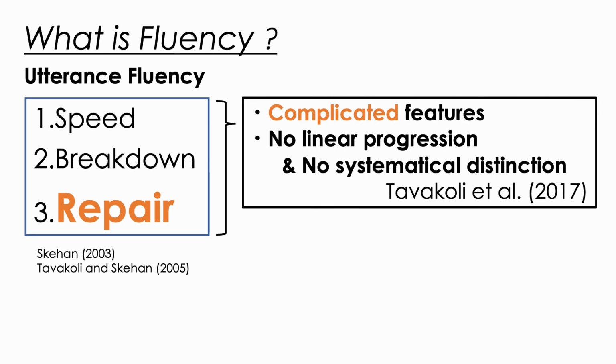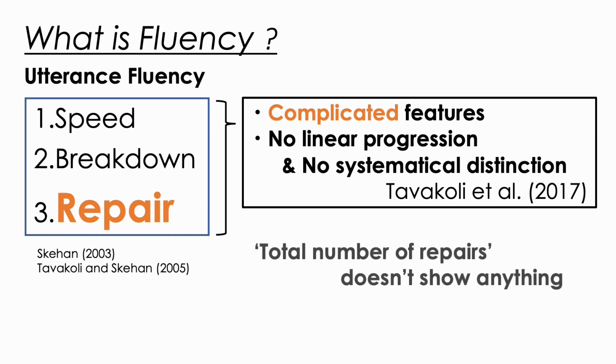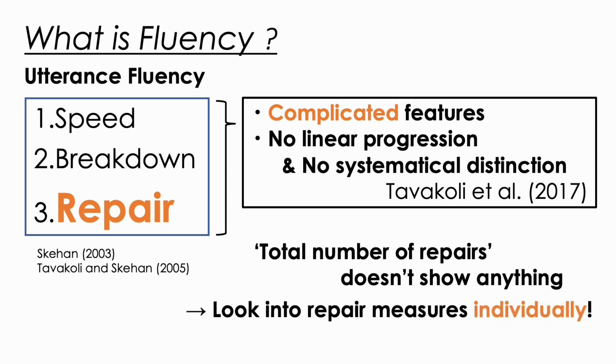Tavakoli et al. argued that repair fluency has complicated features because it did not show any differences. They argue that repair fluency has shown no linear progression and no systematic distinction. In fact, many studies looked into the total number of repairs. However, when all repairs are put together, it doesn't show anything. So my research delved into repair measures individually.